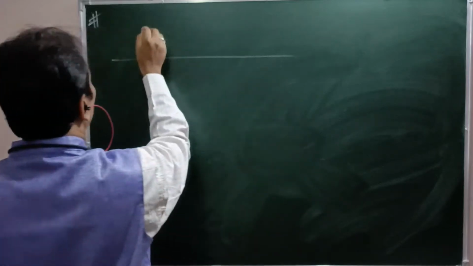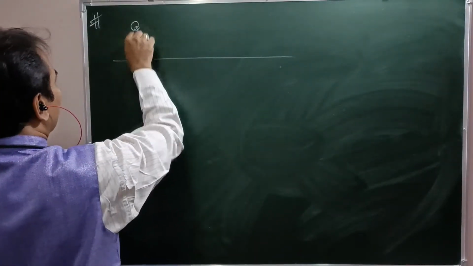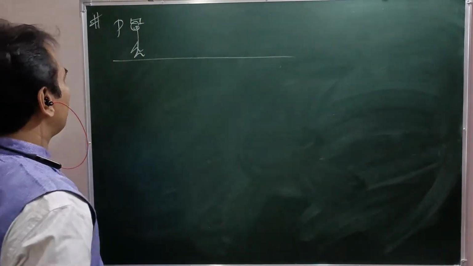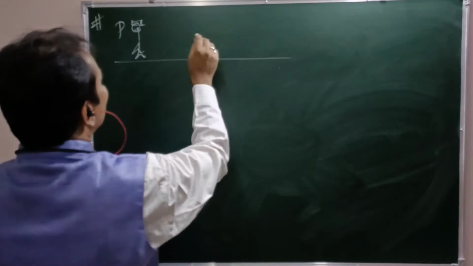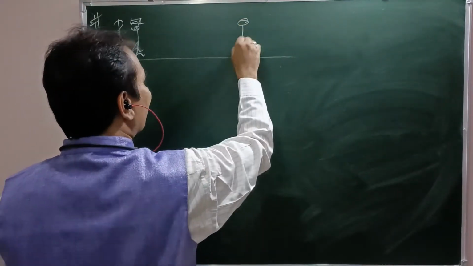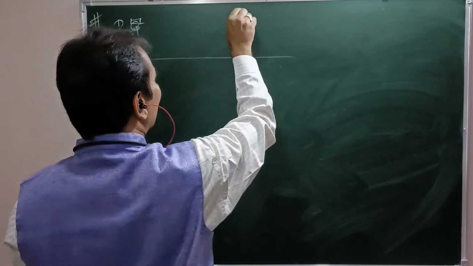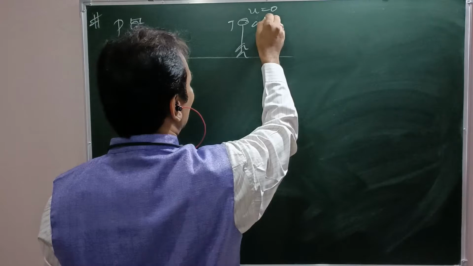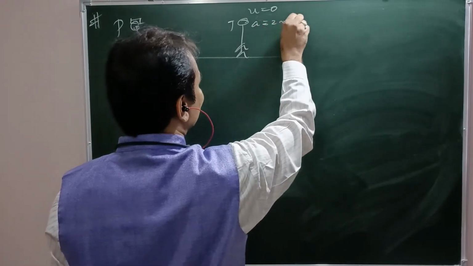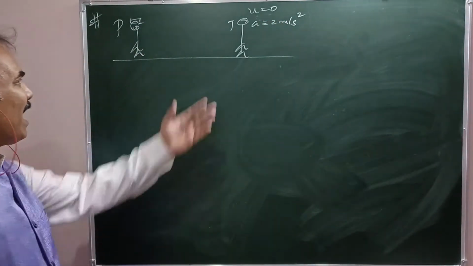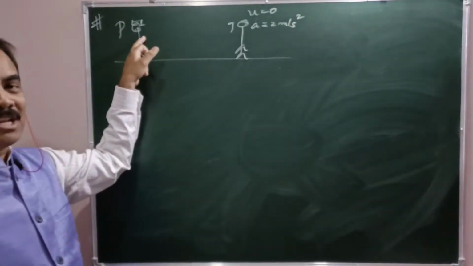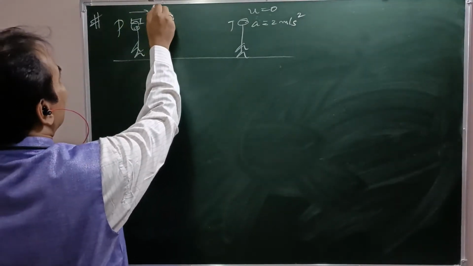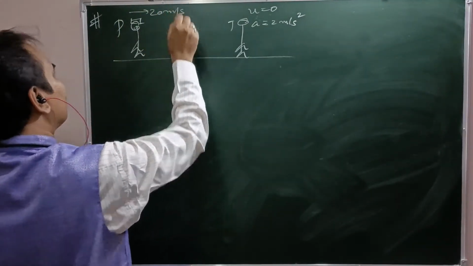Here a policeman, P stands for police, finds one thief who is running away from the policeman with initial velocity 0 and acceleration equal to 2 meters per second square. In order to catch that thief, the policeman is also running at a constant speed. What is the speed of the policeman? That is 20 meters per second.